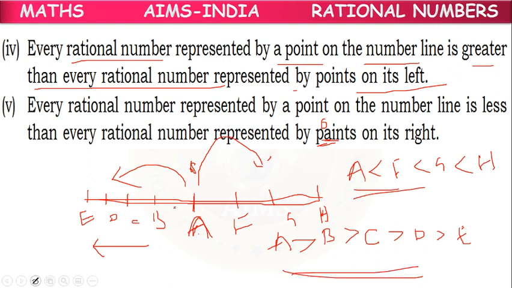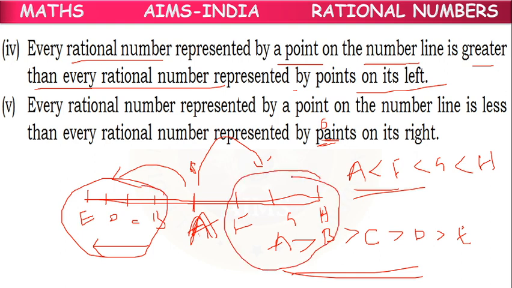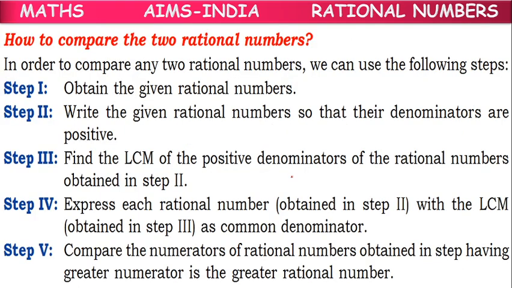On the number line, any point will be greater than its left side values, less than its right side values. So these points we have to keep in mind while comparing any given two rational numbers or more than two rational numbers. Next. So here we have some steps in how to compare two rational numbers. In comparison, we have to follow some steps. So with the help of these steps, we can compare the two rational numbers.